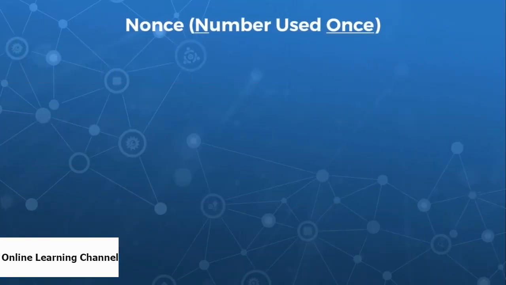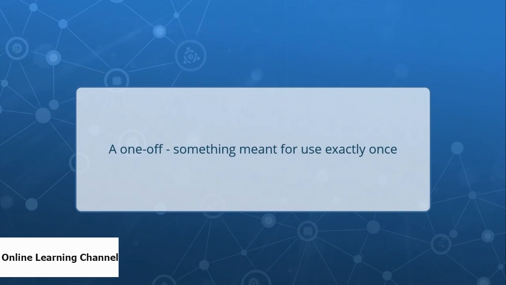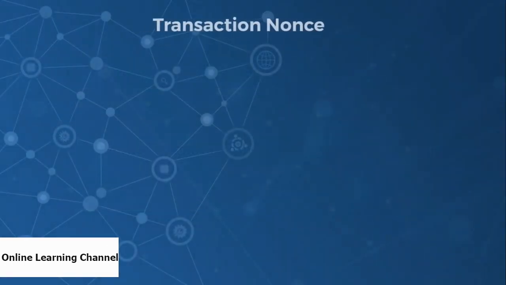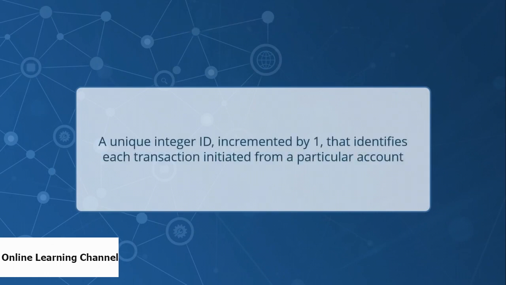So the term nonce is something which we have come across previously in this learning path. We had discussed that nonce is short for number used once, and this is something which is generated for a one-off event. The specific nonce which we had discussed earlier on was a transaction nonce, and this is a value which is associated with an Ethereum account. It effectively serves as a counter for the number of transactions which have been initiated from that account, and it is an integer value which is incremented by 1 for each new transaction invoked from that account.